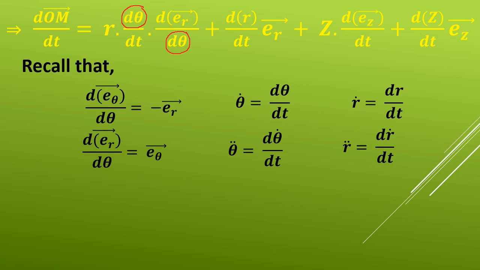Also, from Newton's dot notation, we have theta dot equal to d theta dt, theta double dot equal to d theta dot dt, r dot equal to dr dt, and r double dot equals dr dot dt.